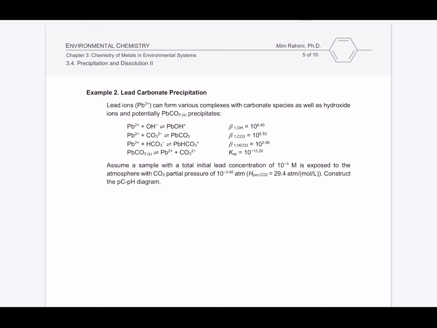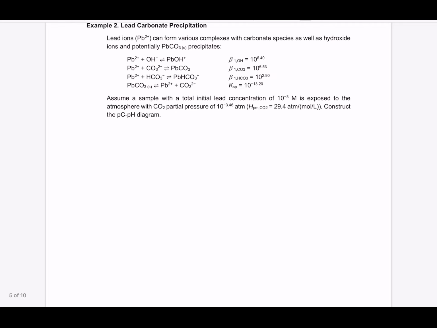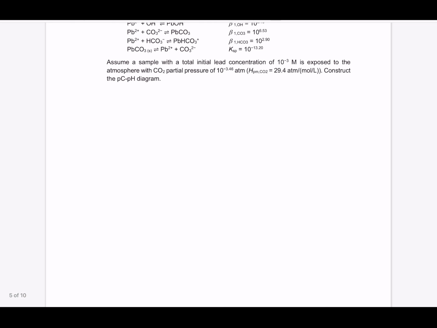So the source of carbonate is from the air. So I think that would be it, right? 10 to the minus 3 is the initial concentration of the lead. We have the partial pressure. We also have the Henry's constant. Now we just want to proceed. The first thing, as always, the diagram. So can someone help me with the diagram?